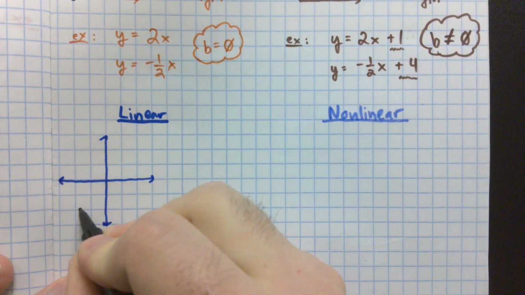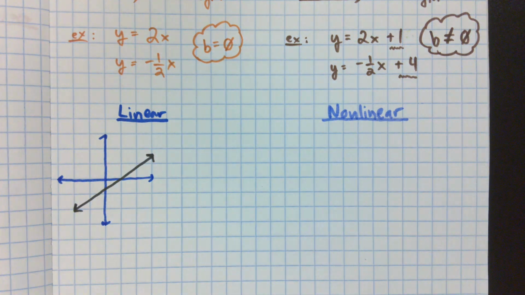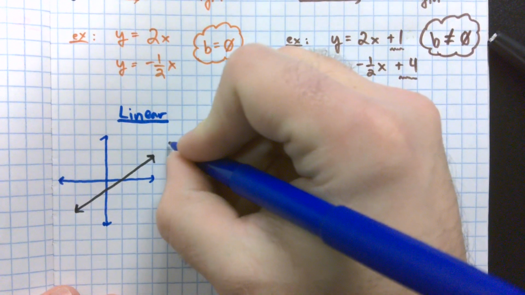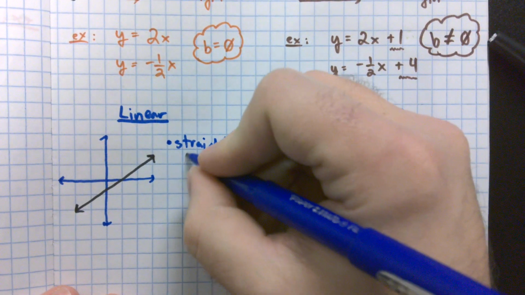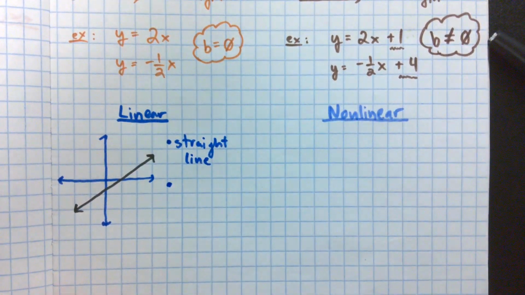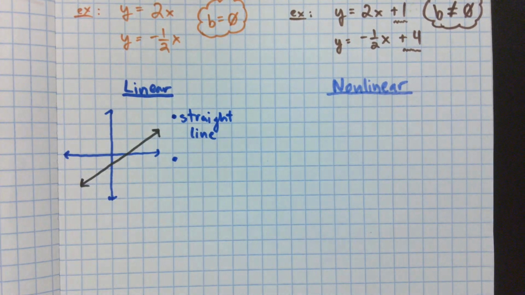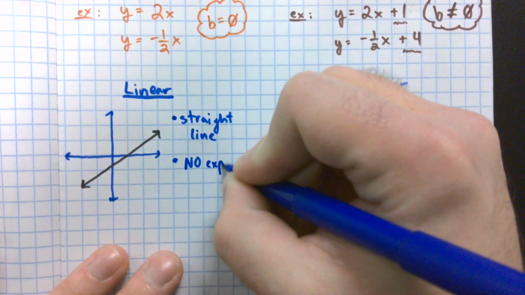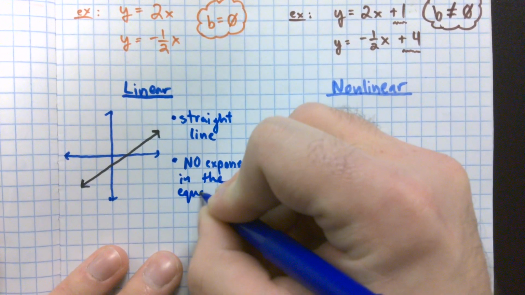So a linear function, as we know, is going to look something like this. We can characterize this as being a straight line, of course. That's if we're looking at a graph. If we're looking at an equation, we can tell if it's linear or not if there is no exponents in the equation.